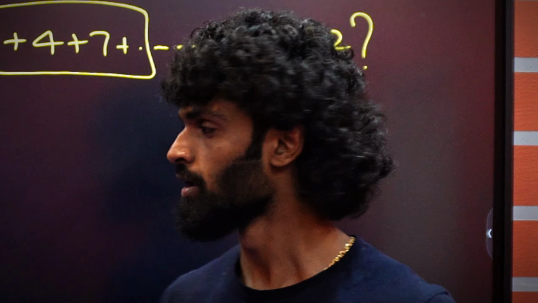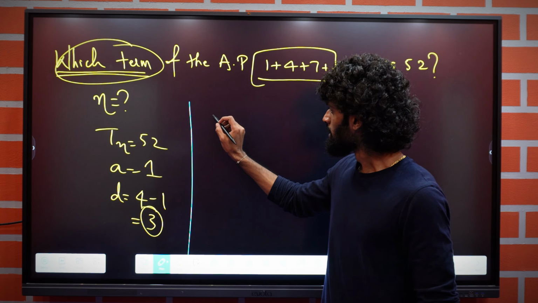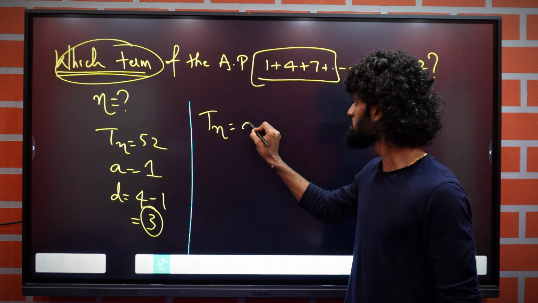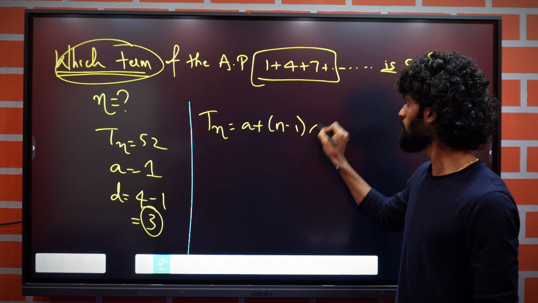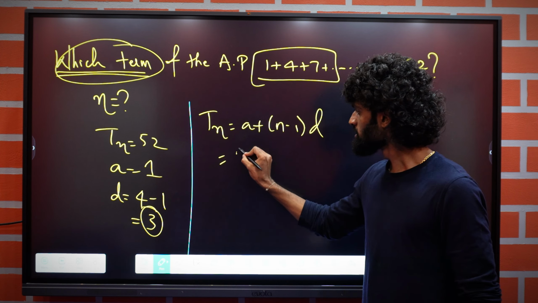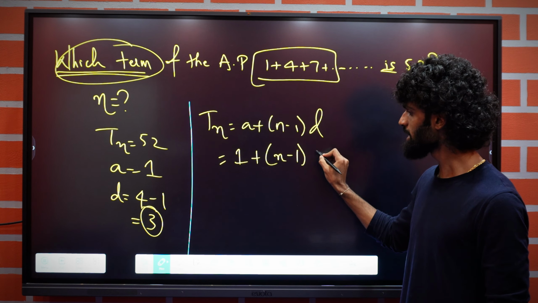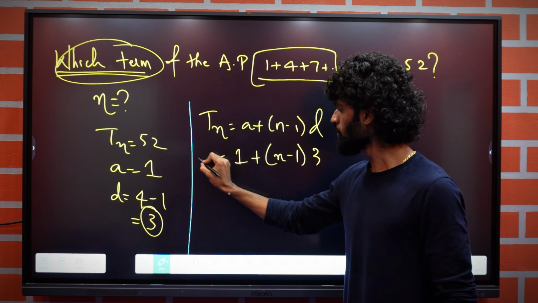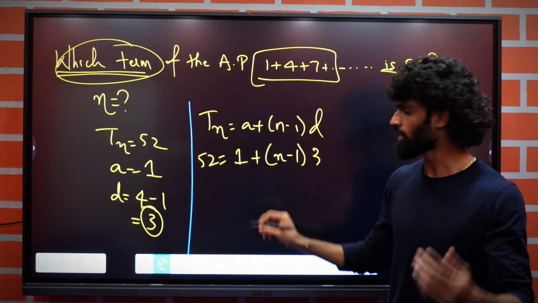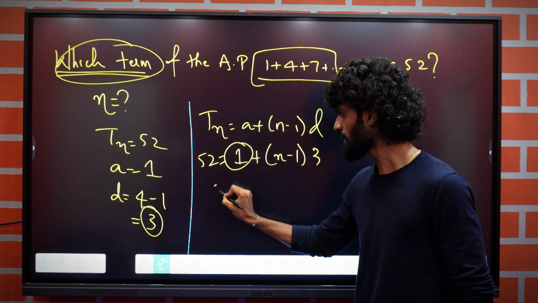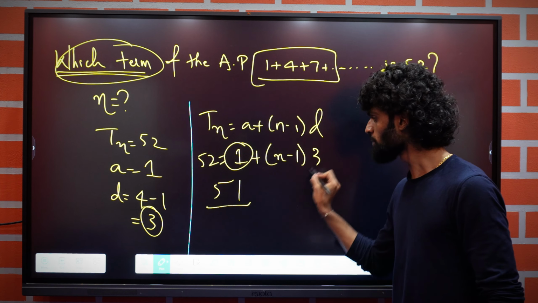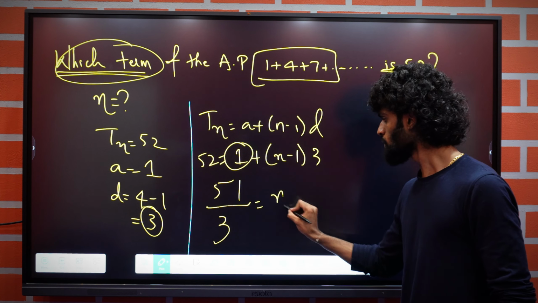Next, after the formula, Tn equals a plus (n minus 1) into d, next is start substituting. n's value don't know. Minus 1 as it is. d's value is 3. 52 is my left hand side. Now what can be done? Think. I can shift the 1 to the left hand side, becomes 51. And this 3 comes to the denominator, will be equal to n minus 1.